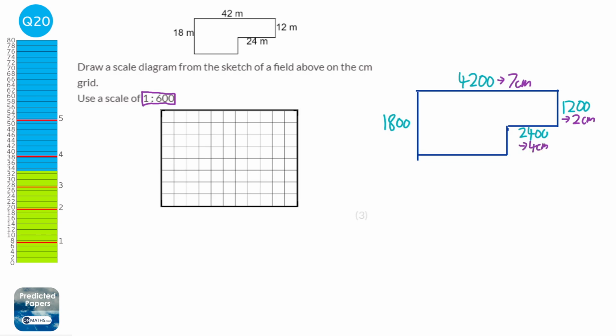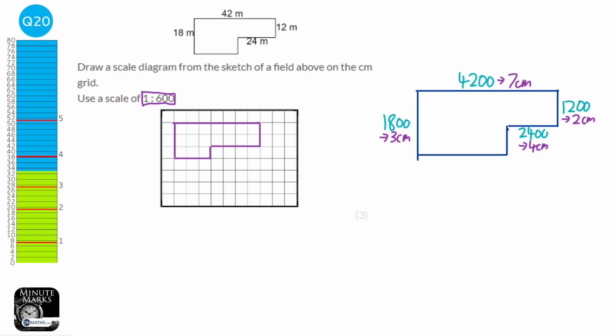And 1,800, divide that by the 600, it's obviously going to be 3. So it's going to be 3 centimetres. So now we know what it's going to be on our diagram. We draw it. So we're going to do 7 across. So 1, 2, 3, 4, 5, 6, 7 across there. I'm going to do 2 down. So 1, 2, 4 across. 1, 2, 3, 4. I'm going to do the left hand one first, I think. So we're going to do 3 down here. And then we just kind of join it up with what's left over.